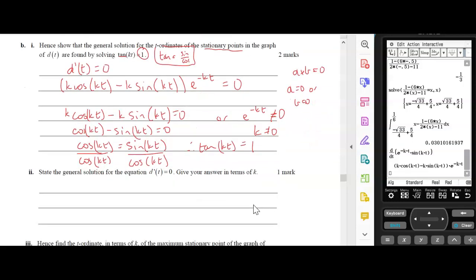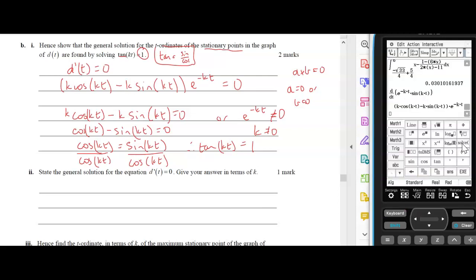State the general solution for the equation dt equals 0. Give your answer in terms of k. So on your calculator, we just need to go to solve, and we're going to do tan of k times t, and we're going to let that equal 1, and we're solving for t. Okay, so this is our general solution.